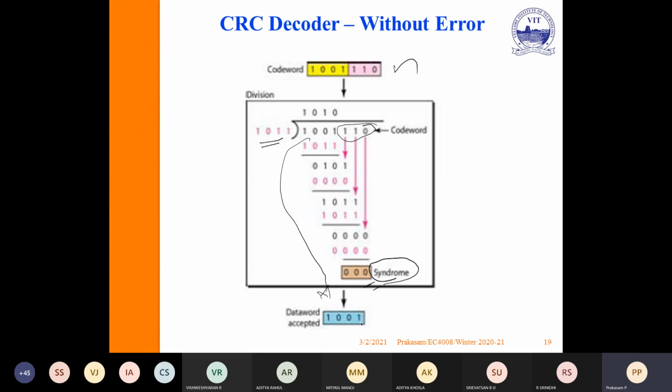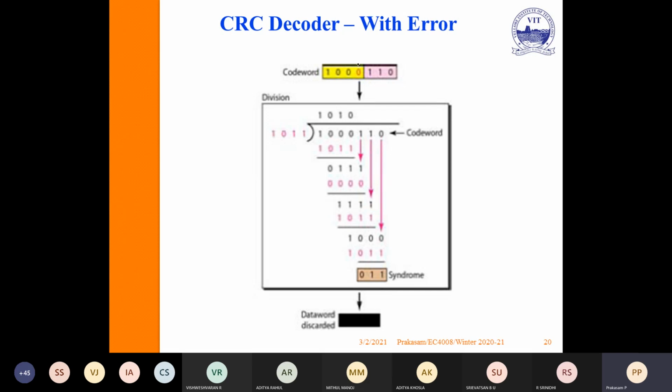Let us consider some error is happening. Instead of this 1, let us consider I am receiving a 0. This is the error bit.